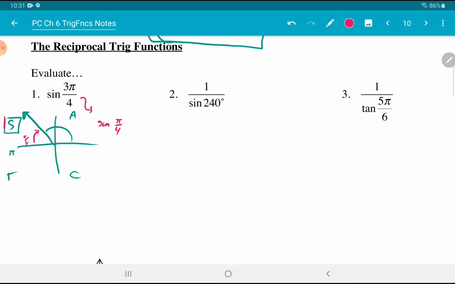And because we're in quadrant 2 where sine is positive, we still have a positive value attached to this number here. And sine of pi over 4 is the same thing as square root 2 over 2. So it's a positive square root 2 over 2.